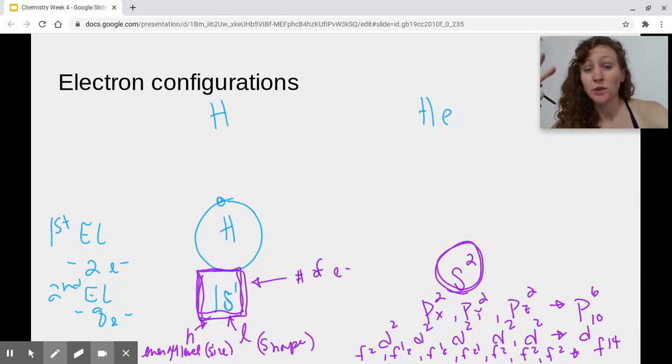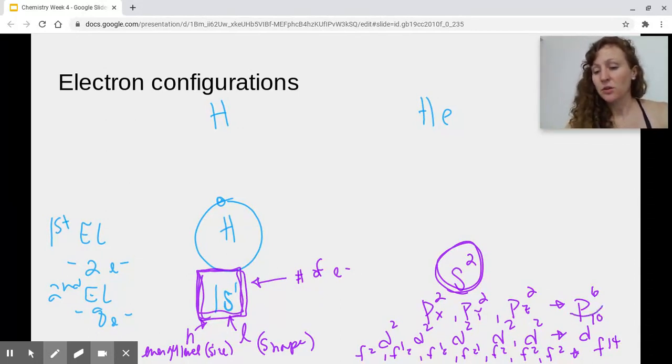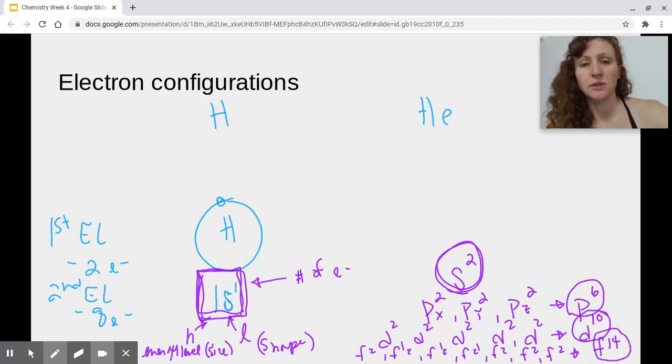So S's can hold up to 2. P's can hold up to 6. D's can hold up to 10. F's can hold up to 14. Again, they don't have to.